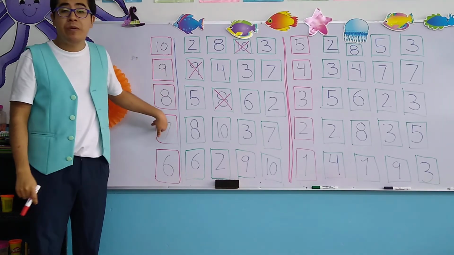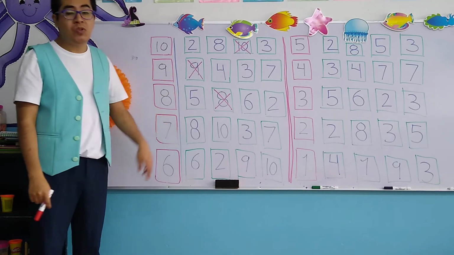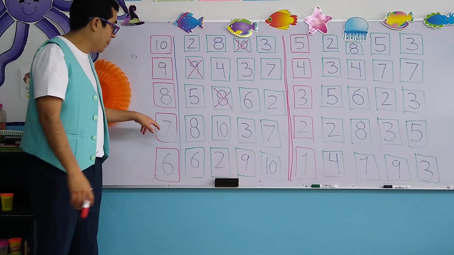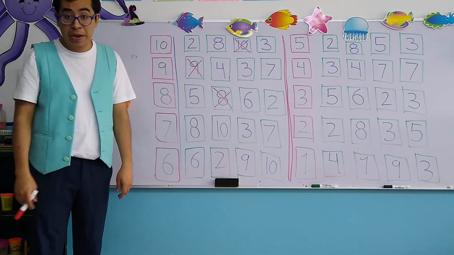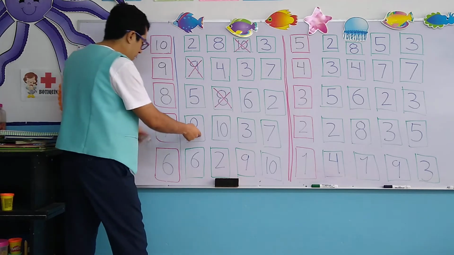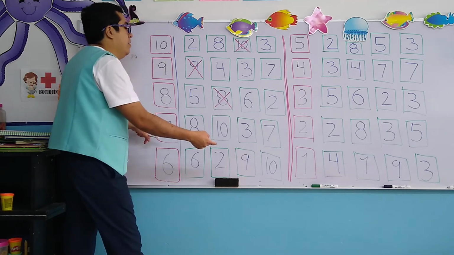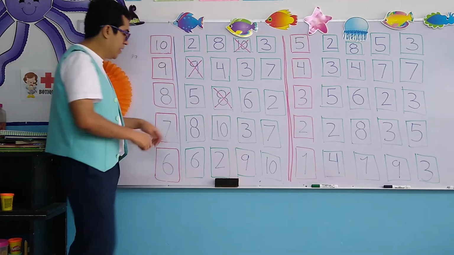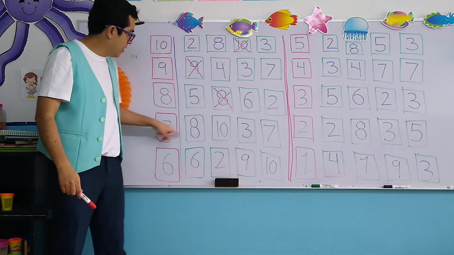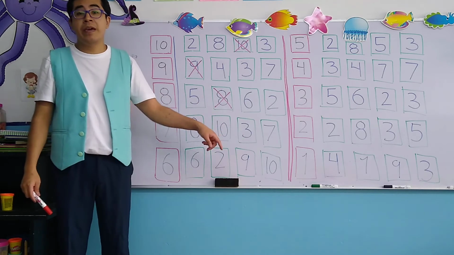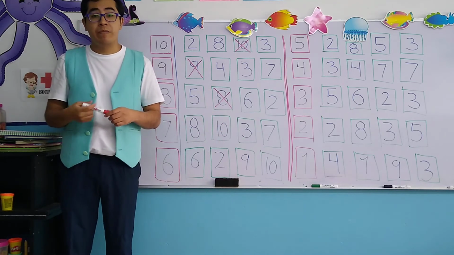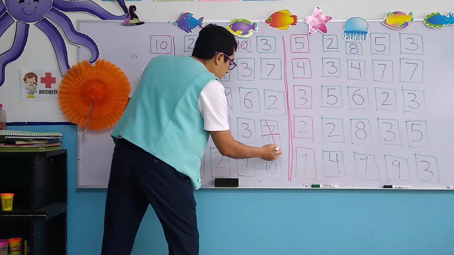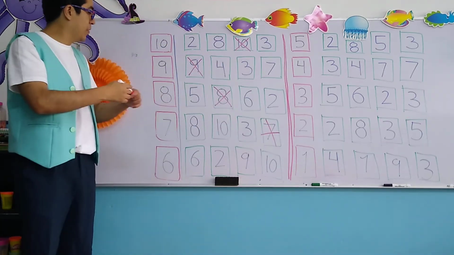Now let's continue. Under we have the number 7. Remember, the number that is very sleepy. Now let's find a pair. We have 8, 10, 3, 7. Is it the same number? ¿Es el mismo? Yes, it is. So remember, we're going to mark it with an X. There you go, number 7.